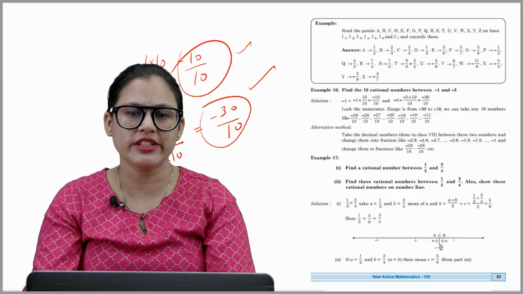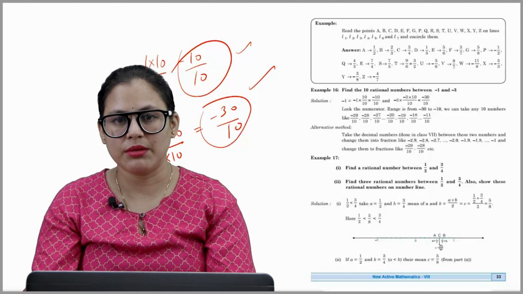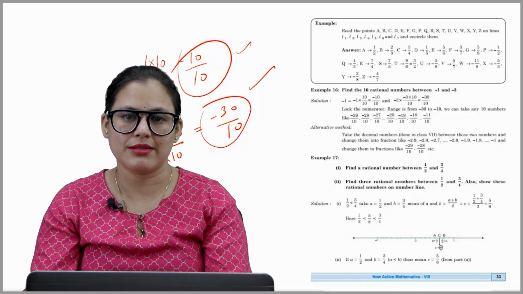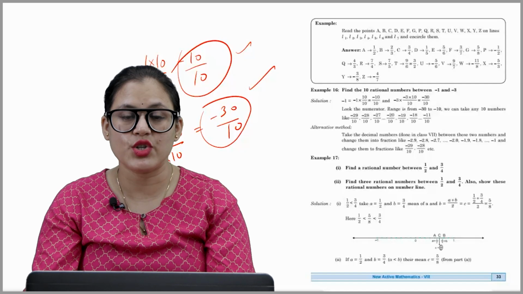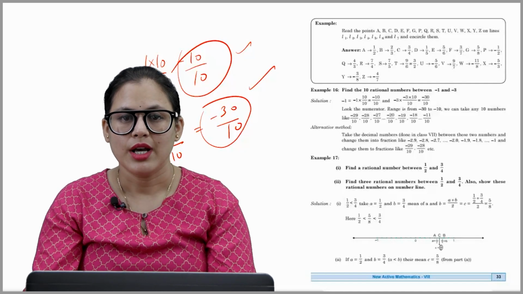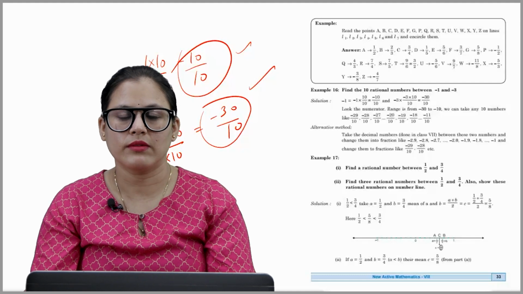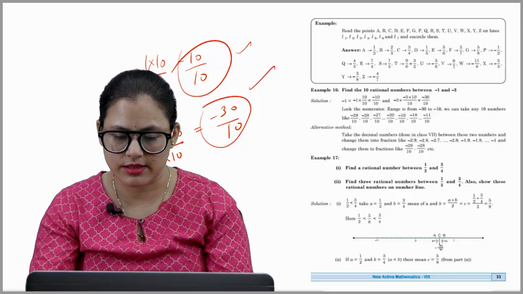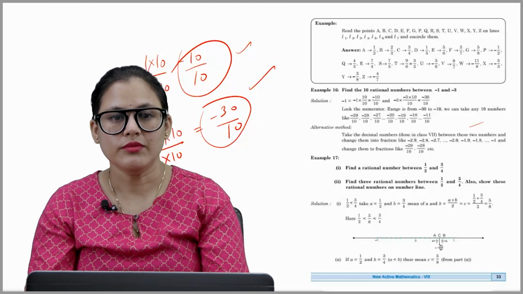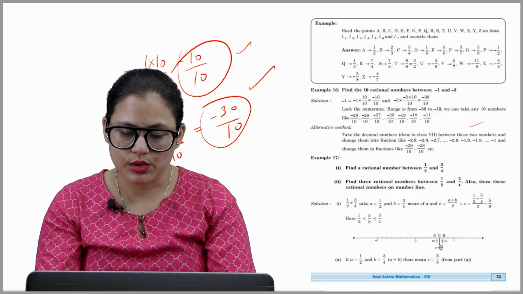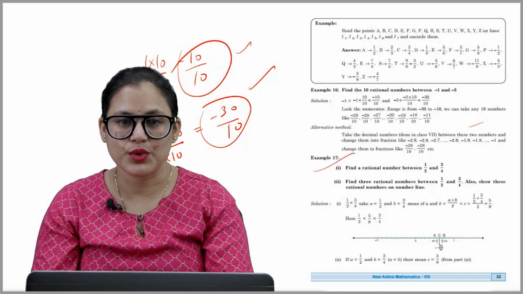Okay, an alternate method is what? Take the decimal numbers which you have done in class 7 between these two numbers and change them into fractions, like minus 2.9, minus 2.8, minus 2.7 and so on, and then change them to fractions like this. Similarly, in this example also you have to find out the rational number between the two rational numbers.